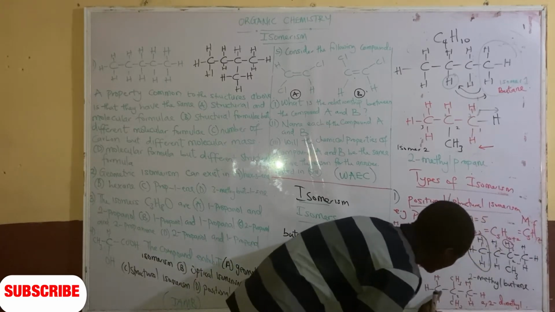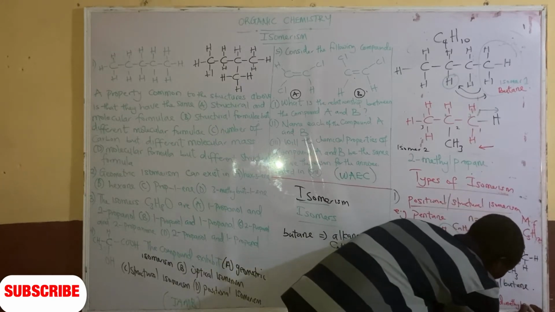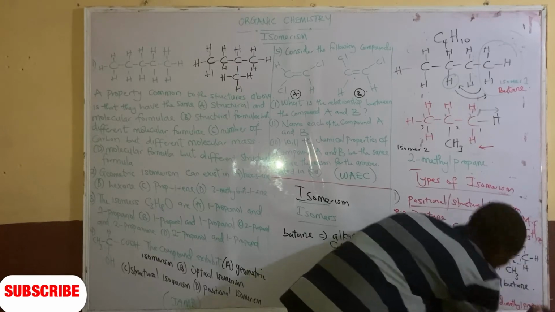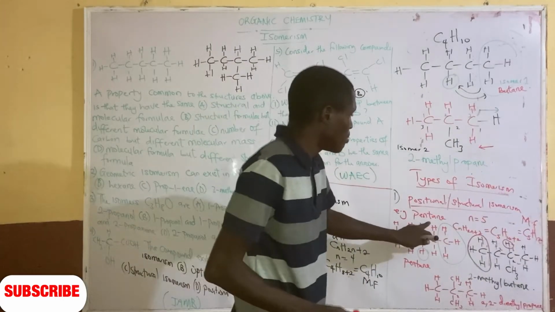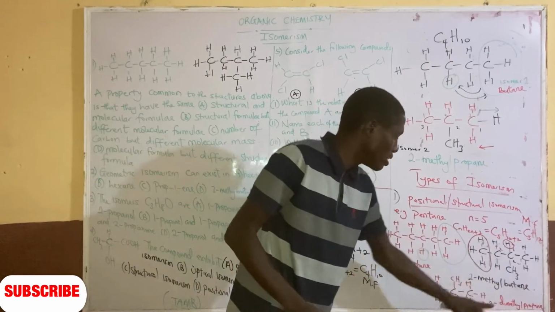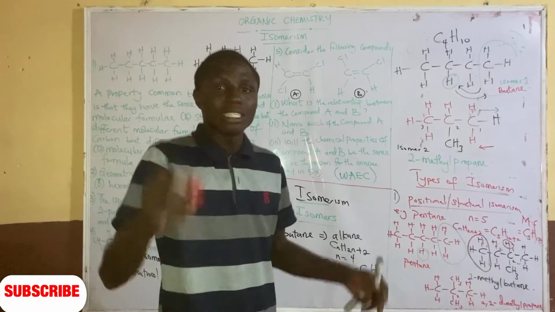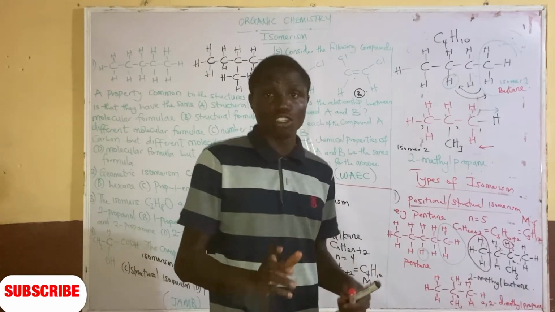Now, my parent chain is 1, 2, 3. That is 3 carbons, that is propane. So it means that pentane has 3 isomers. The first one is pentane, the second one is 2-methylbutane, and the last one is 2,2-dimethylpropane. So this is an example of positional or structural isomers.